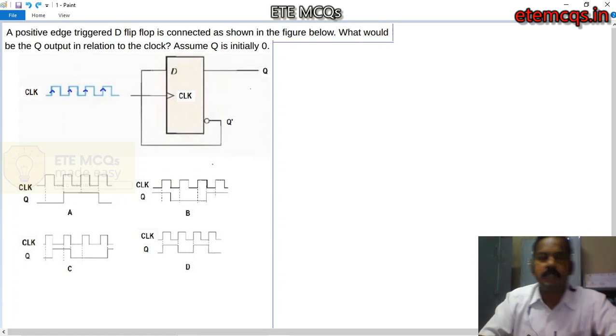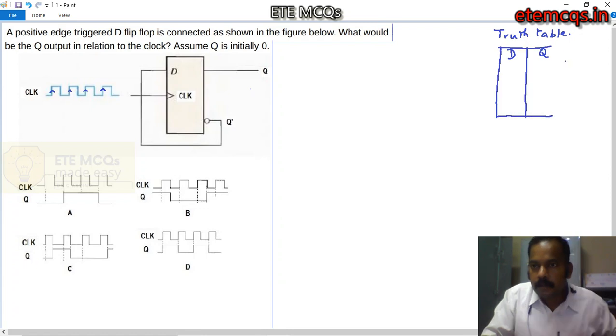Now before we proceed further, let us recall the truth table of the D flip-flop. You have input D and let the output be represented by Q. D is input and Q is output. So when D is 0, the output becomes 0. When D is 1, the output becomes 1.